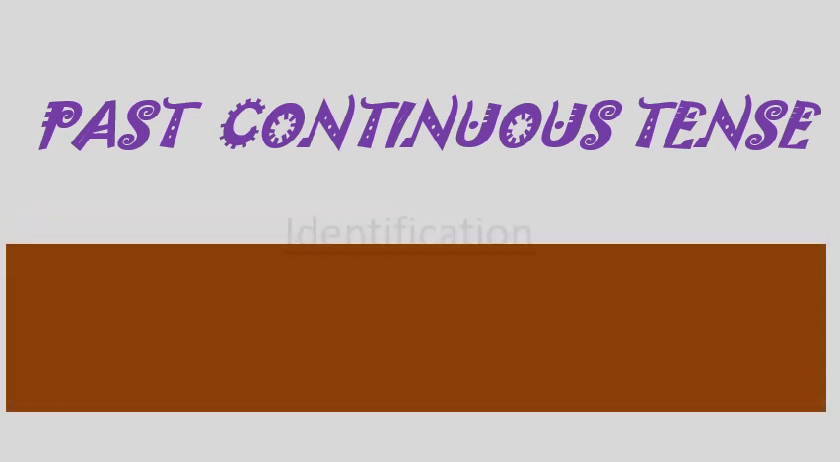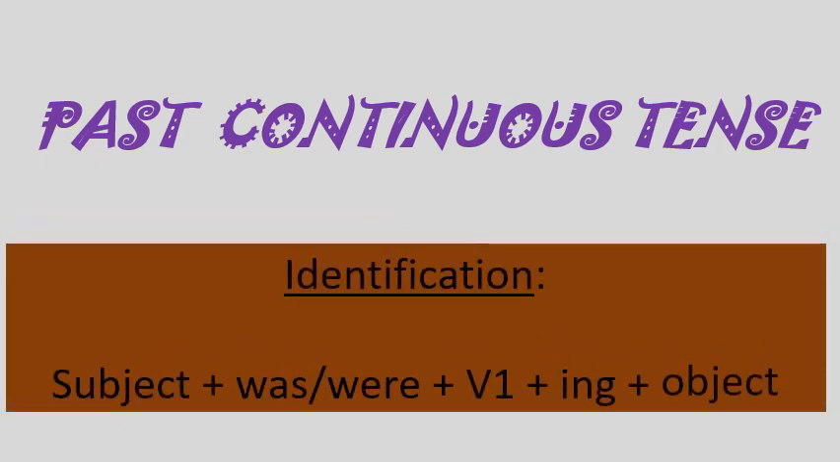Let's see the identification or structure of the past continuous tense. Subject plus was or were plus first form of the verb plus ing plus object. Was is used with singular nouns and pronouns. Were is used with plural nouns and pronouns.